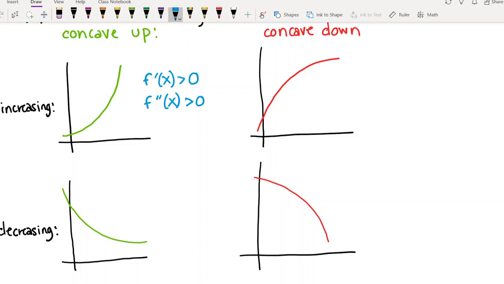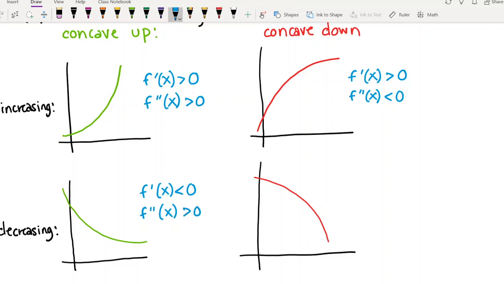So what about the second one? Well, the second one is increasing, so the first derivative is positive, and then it's concave down. So that tells us that the second derivative is negative. This third example is decreasing, right? So that means the first derivative is negative, but it's concave up. So that means the second derivative is positive.